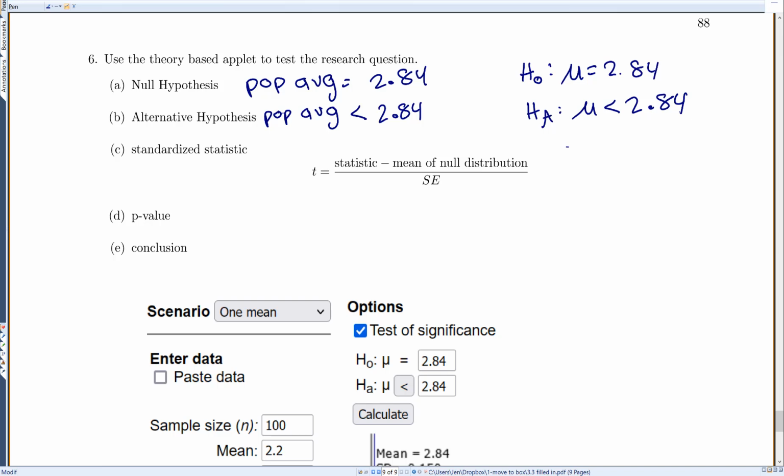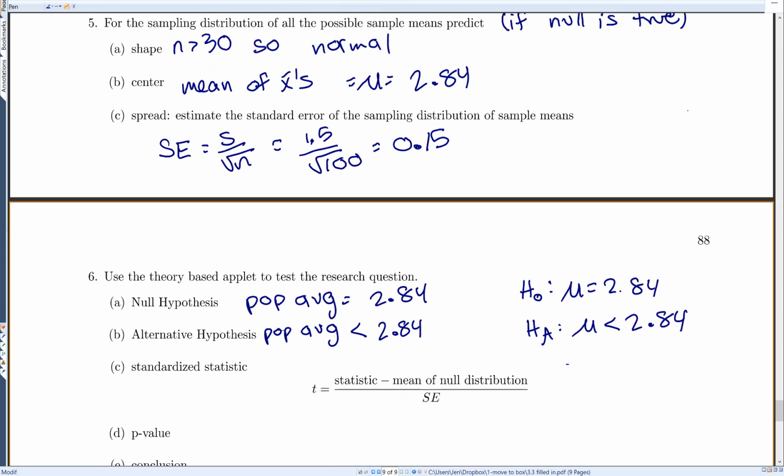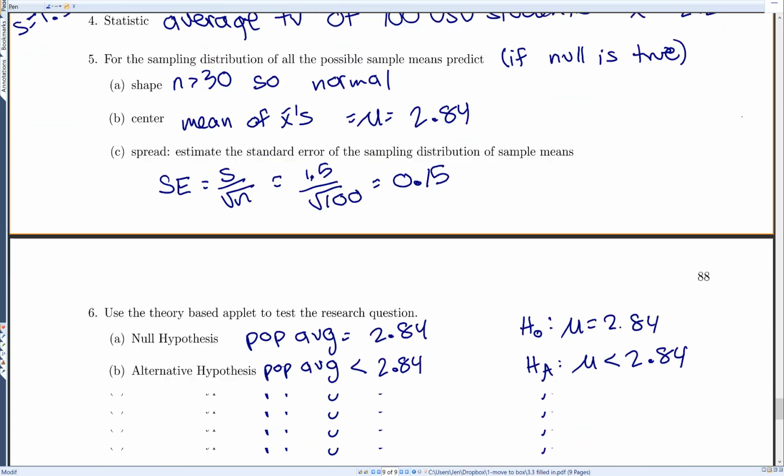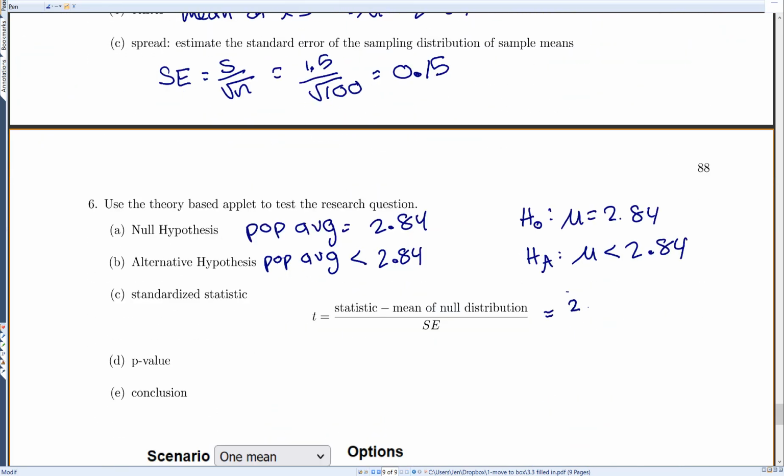Now for my standardized statistic, you can always just pull this off the applet, but I want to show you that you could get the answer by doing it by hand. So my statistic, the number I actually got, is my sample average, so 2.2. My sample average of 2.2 minus the mean of my null distribution of 2.84, divided by my standard error, which we just said is 0.15. So that should give you negative 4.27.